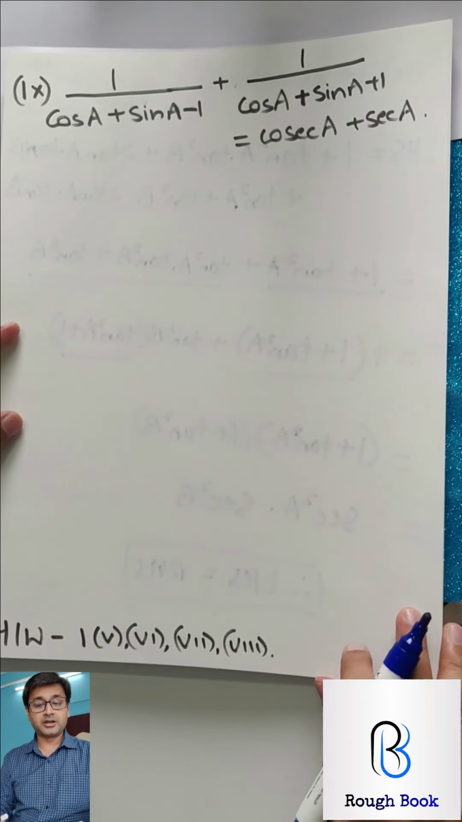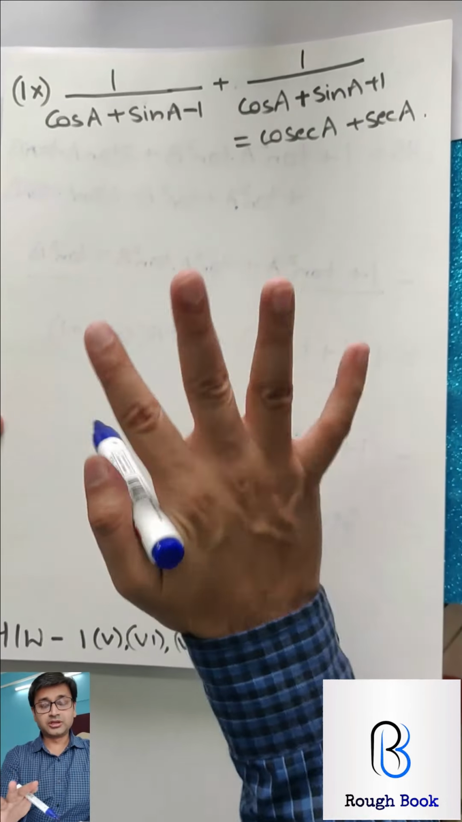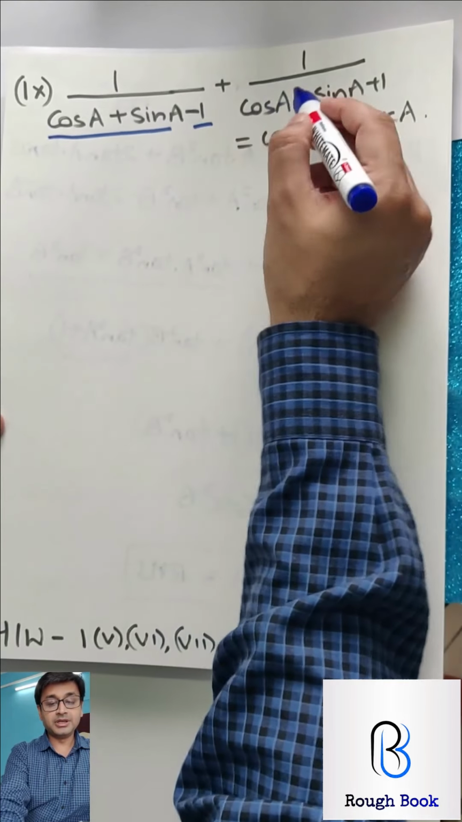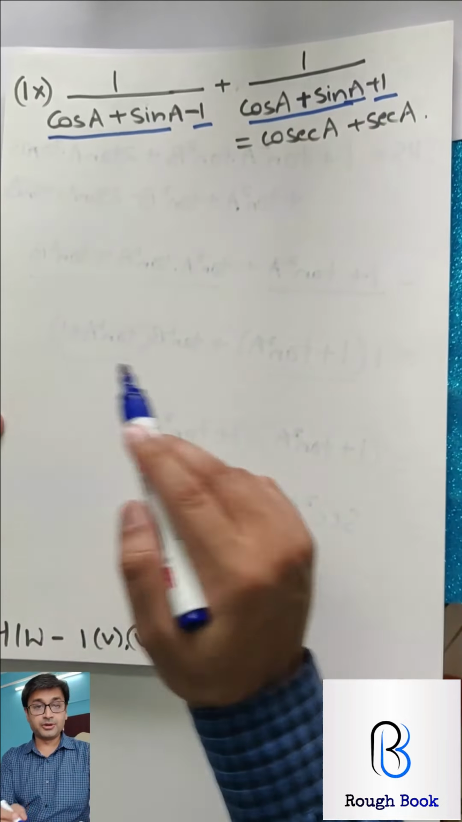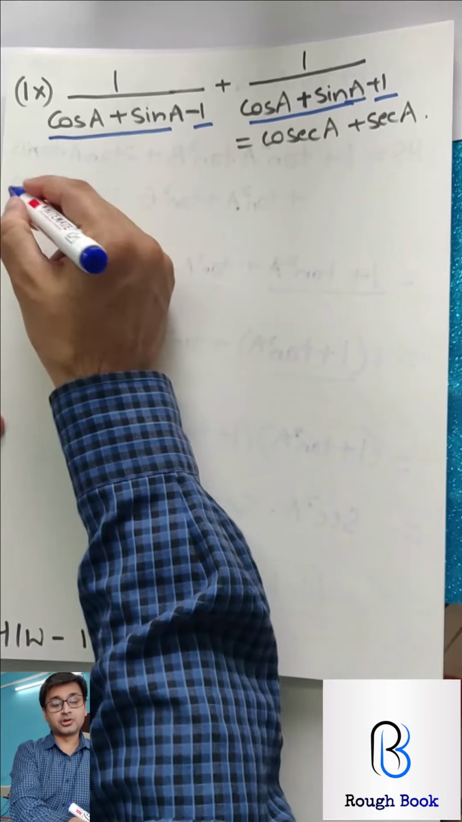Last question, 1 part 9. Again take the LCM, cross multiply, do some work over here. In the denominator, just giving you the clue. This is A, B, A, B. So A minus B, A plus B formula you can use. Try it. You will reach somewhere and you will get this. I am pretty sure about it.